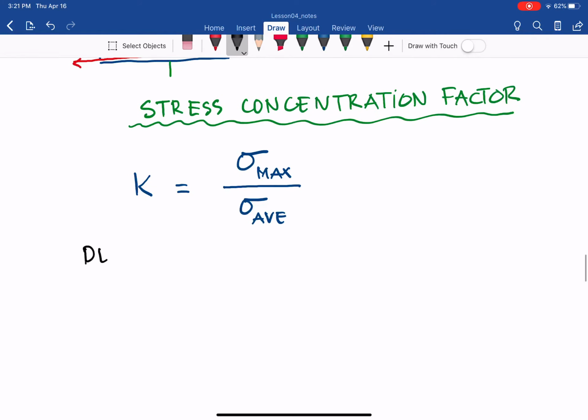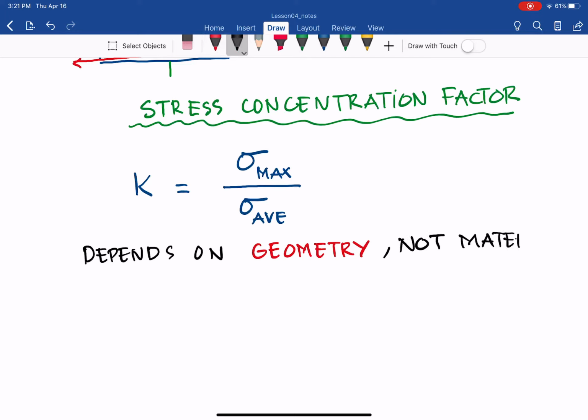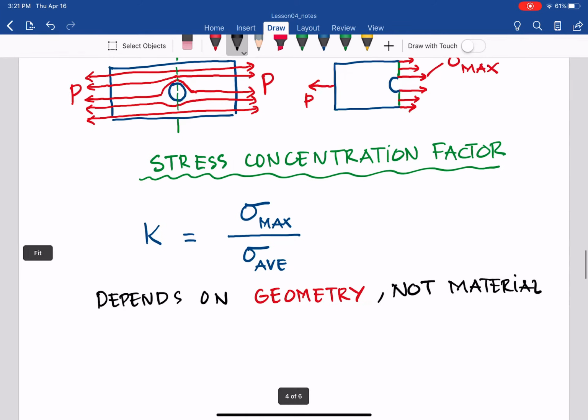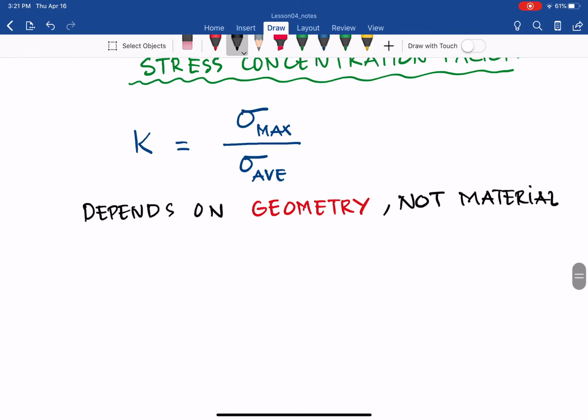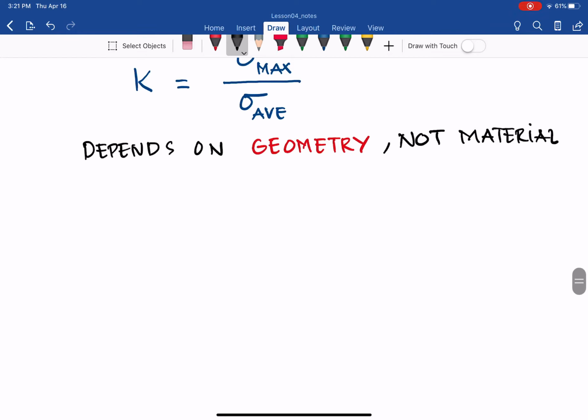It depends on geometry and not material. So regardless of which material, if you have the same hole with the same shape, then the K will be the same. So how can we determine K? That is the next question, right?